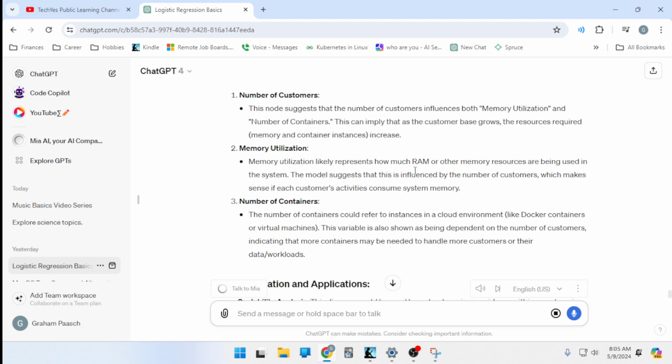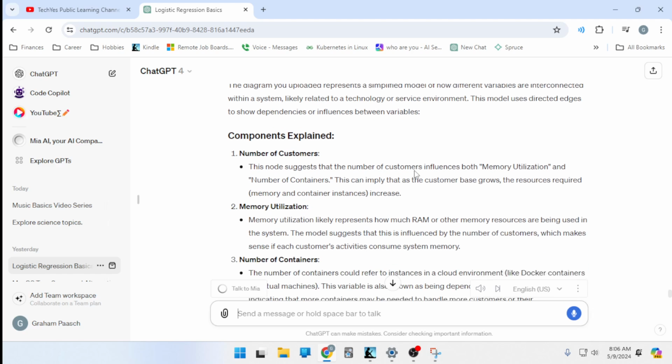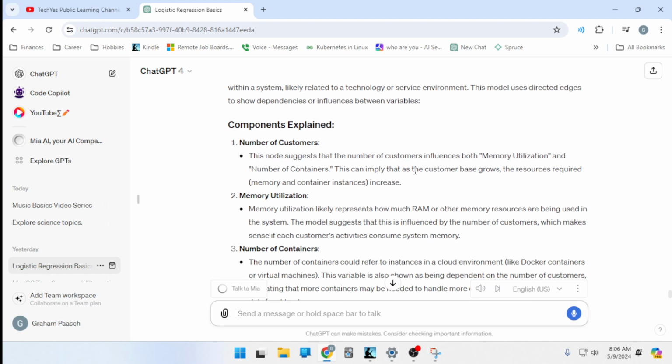This model uses directed edges to show dependencies or influences between variables. Components explain number of customers. This note suggests that the number of customers influences both memory utilization and number of containers. This can imply that as the customer base grows, the resources required, memory and container instances, increase.